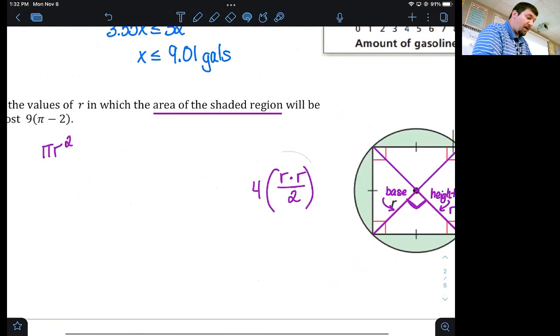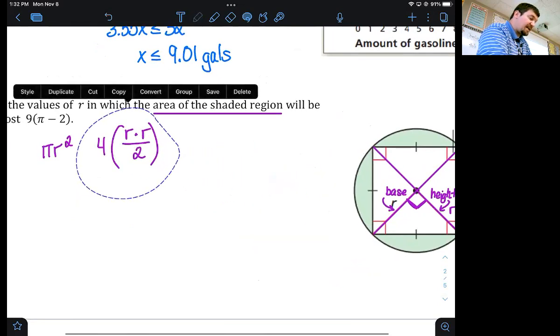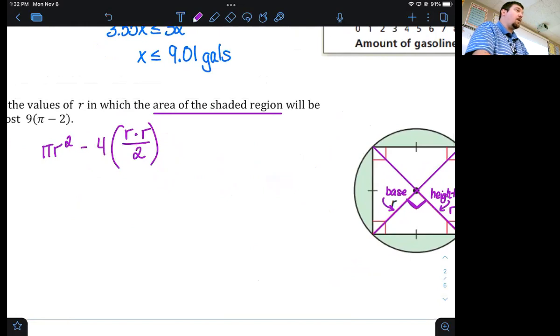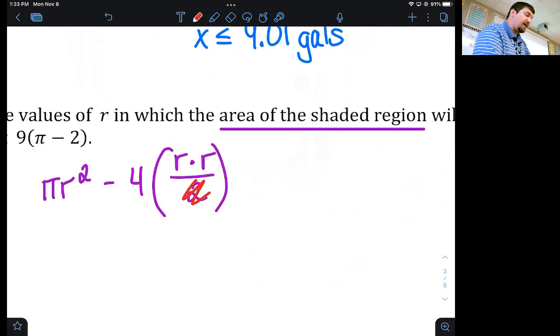That's a good point. So I'm subtracting this out. Instead of thinking of it in terms of 4 triangles and dividing by 2, as Xander said, I could eliminate this 2 right there and call this a 2.